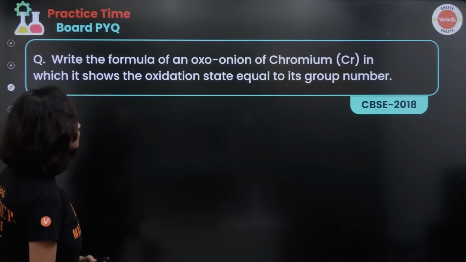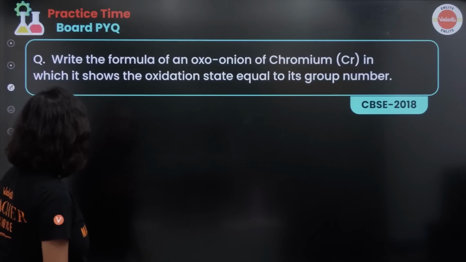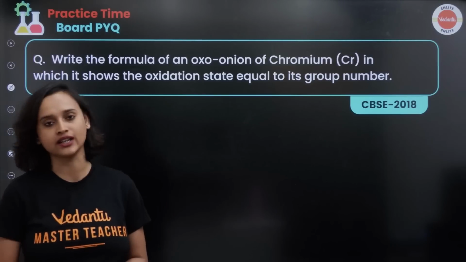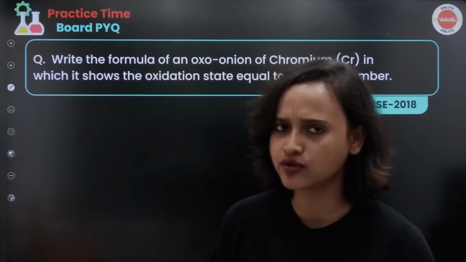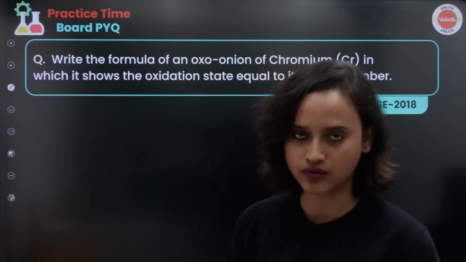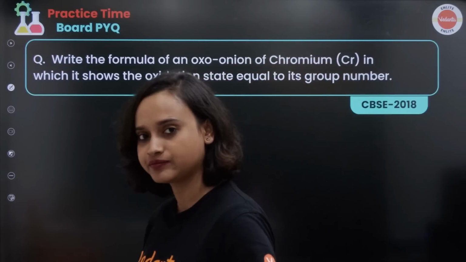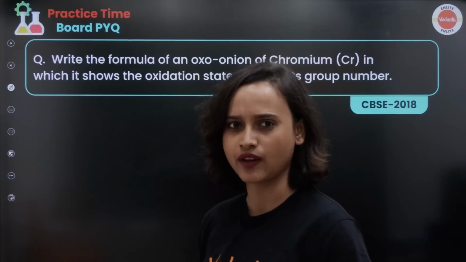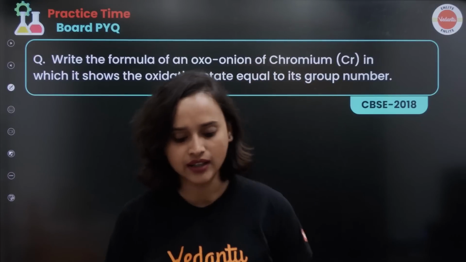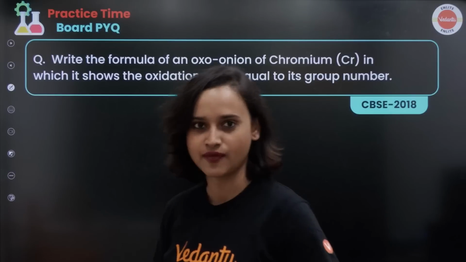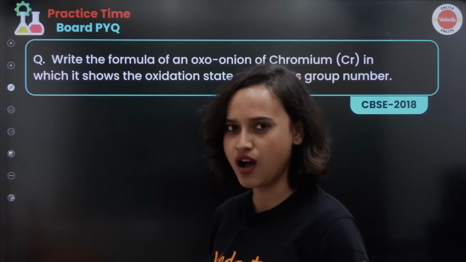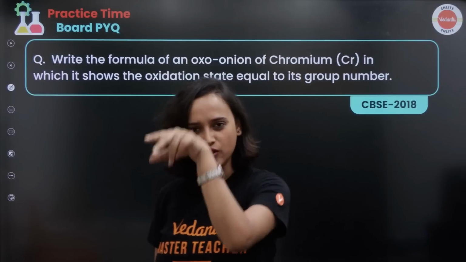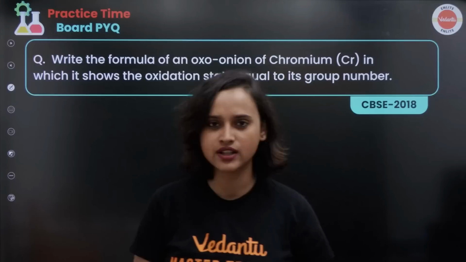Write the formula of an oxo anion of chromium, Cr, in which it shows the oxidation state that is equal to its group number. What do you think, guys? What do you think? I know that you know it. Come on. Let me know. What do you think is the answer? Don't you remember? They were corresponding to the group number always. Okay, let me tell you.